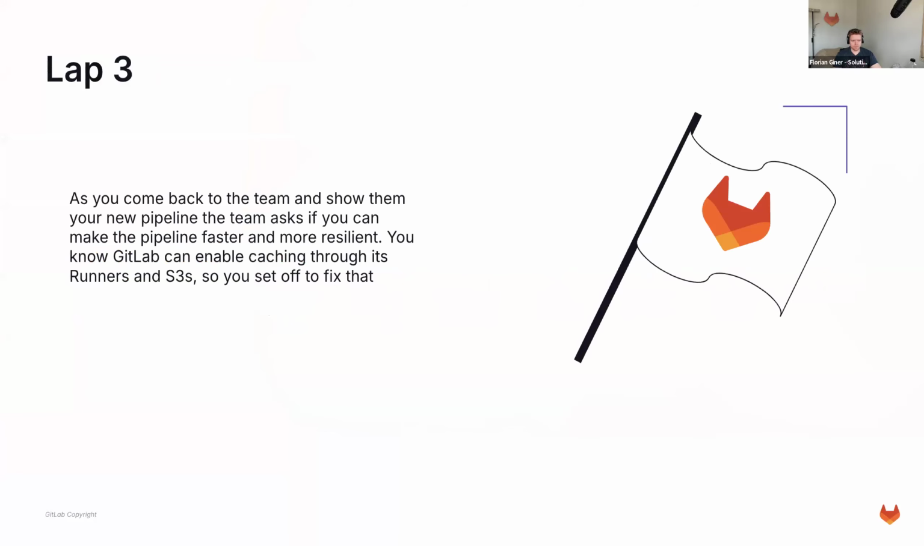So we get back to our team, we show them our highly efficient pipeline, but the team still needs more. They ask us to make the pipeline even faster. Apparently, they're never happy with what we do, and it needs to be more resilient. So we know GitLab can help us by enabling caching through runners. For example, it can be used with S3 or with Google Storage as well, and we set off to fix this.